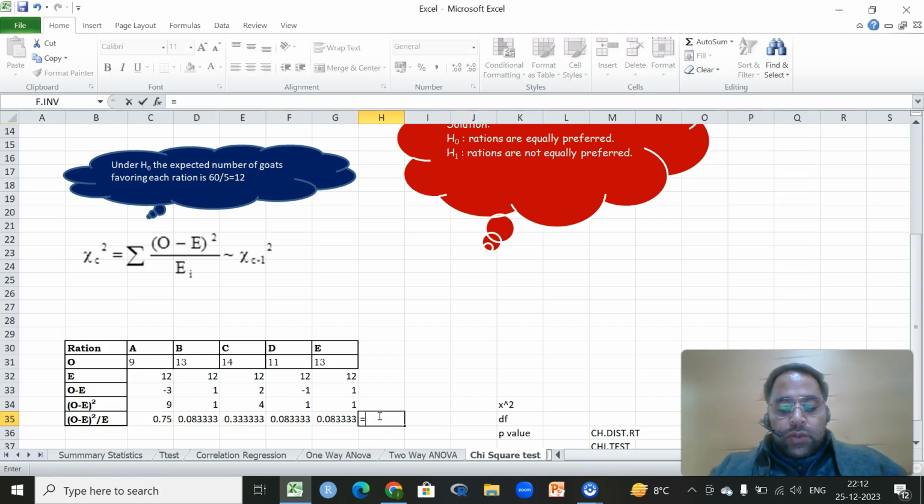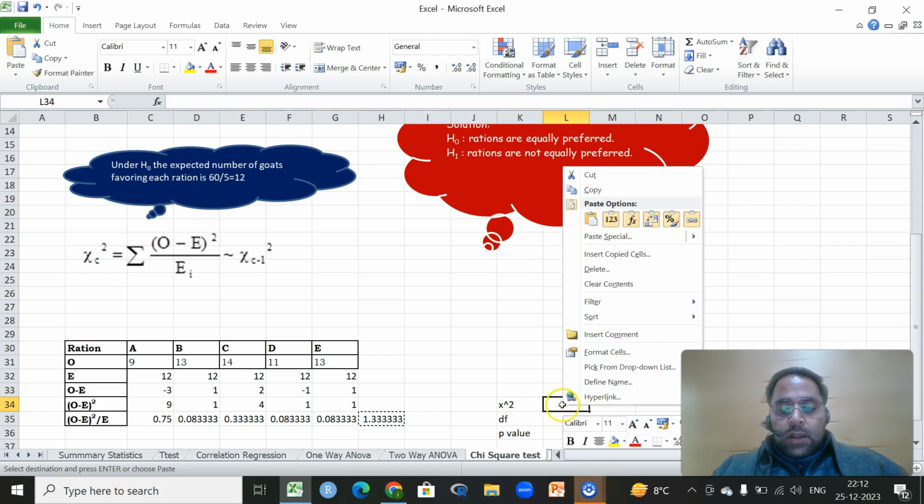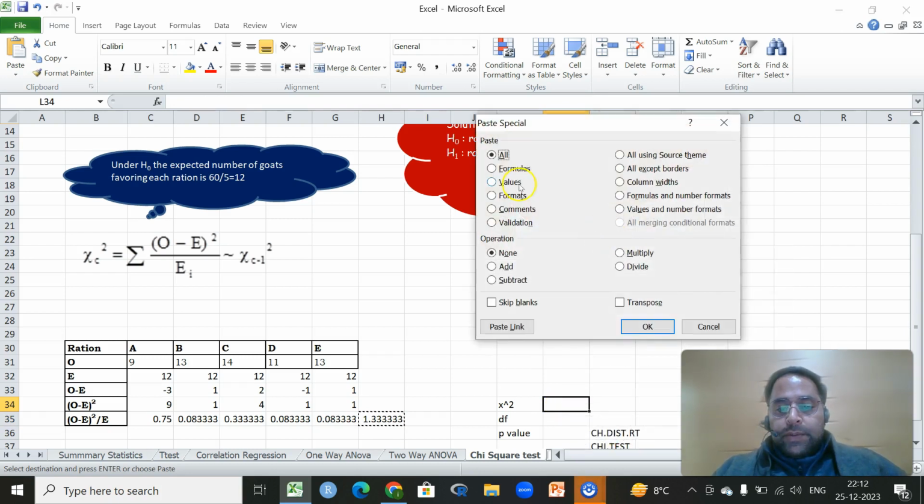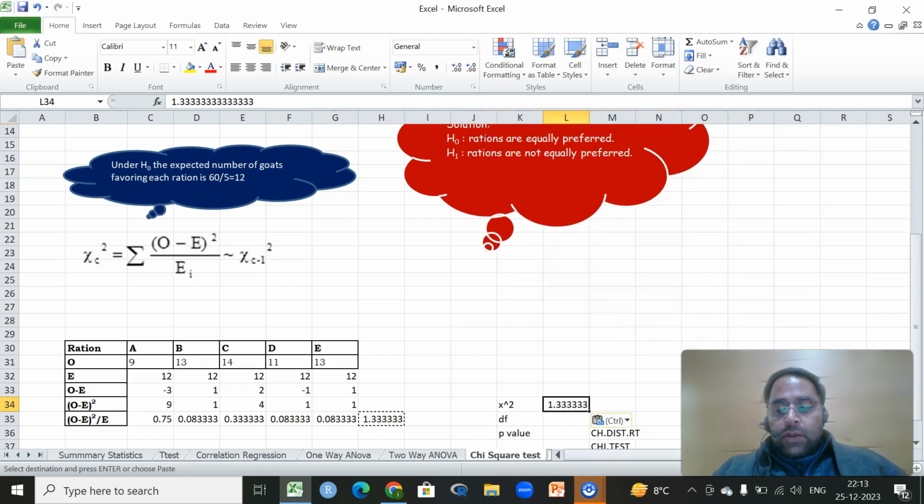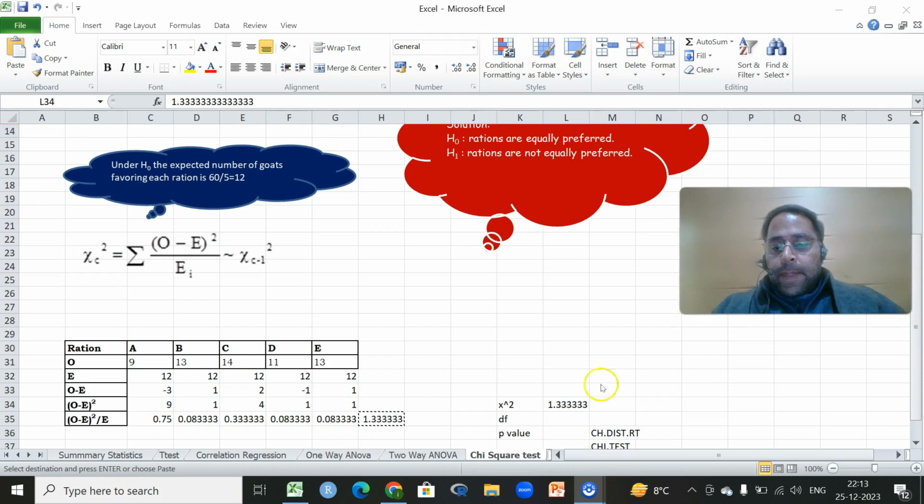Okay, then we will use the sum function to get the chi-square value, which is in accordance with the formula here. So we have a chi-square value that is 1.33 almost. We'll write here the chi-square value is 1.33, or we can simply copy paste it like this, Control C, then paste special option, values. I will drag out my camera here.